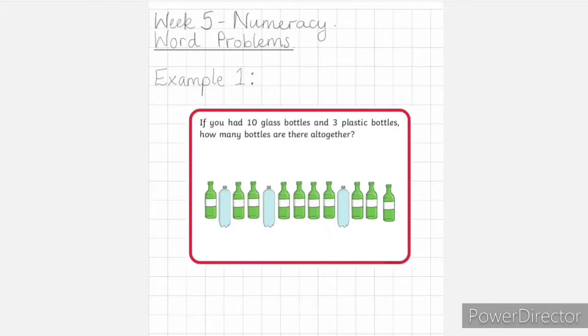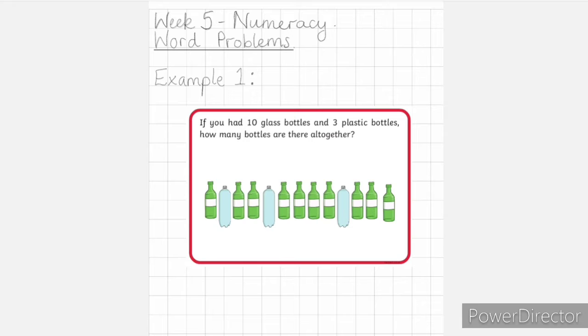This week we're going to be learning how to do word problems. Our focus this week is on working out which operation we need to use, which means we have to know whether we are doing a taking away sum or an adding sum. We're going to start by looking at this first example.